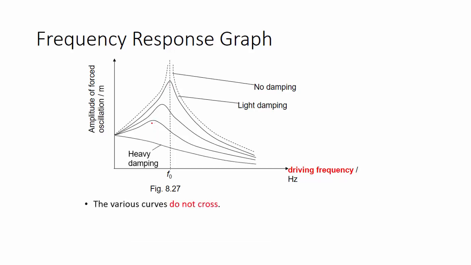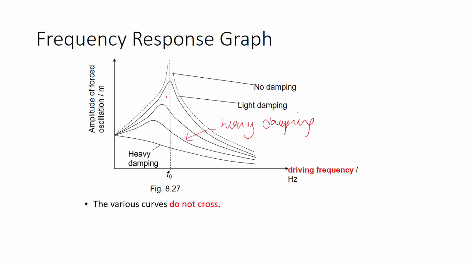There's another thing you need to take note of for different degrees of damping. So this is light damping, and this will be heavier damping. For different degrees of damping, you'll find that the different curves do not cross each other. They get lower and lower.